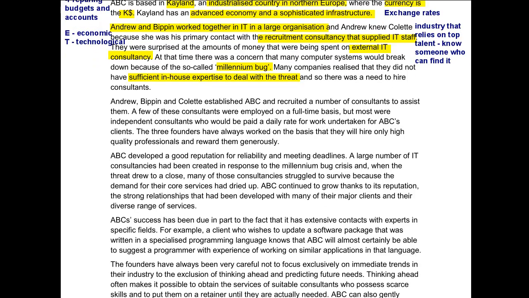As you can see here, they started the company and recruited a number of consultants, probably using this network of talented IT personnel that Colette was in contact with. And so let's see how they worked. Well, first of all, they employed consultants on a full-time basis, but a lot of them were independent consultants who worked for a daily rate.